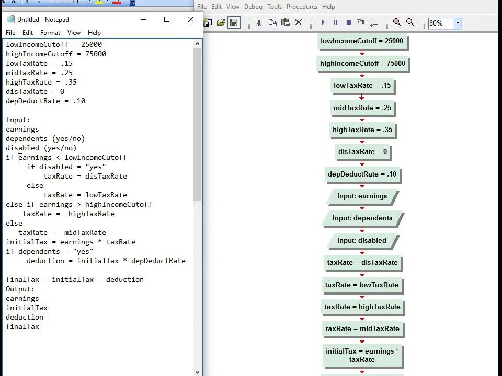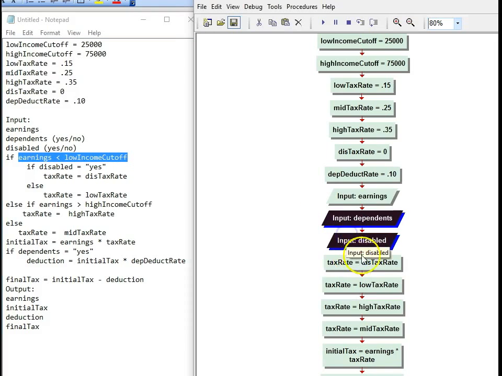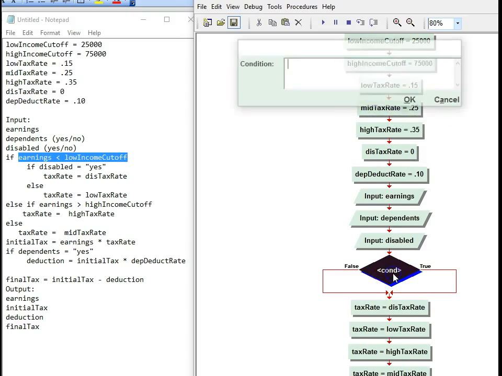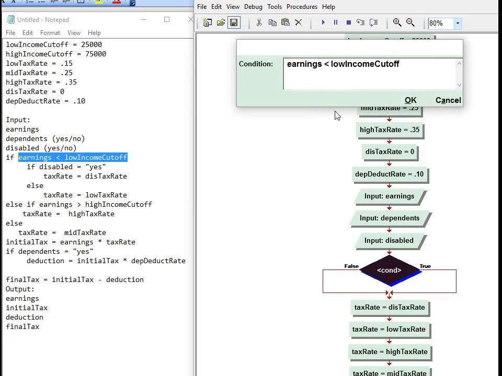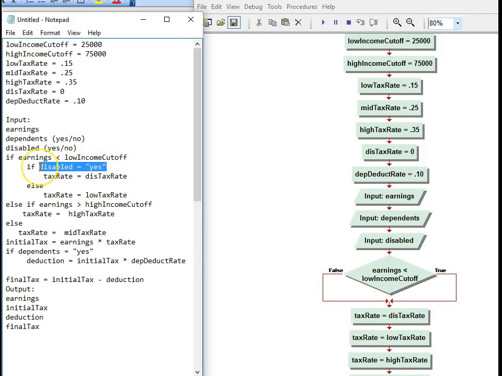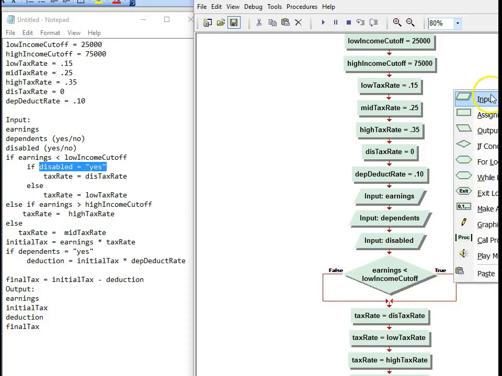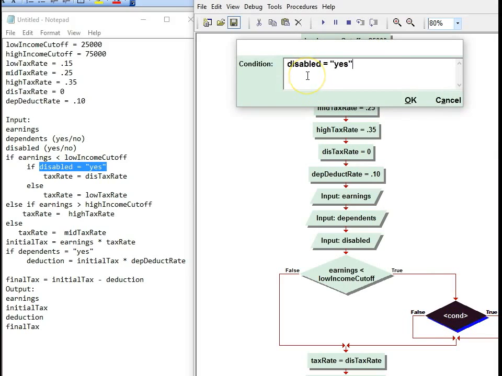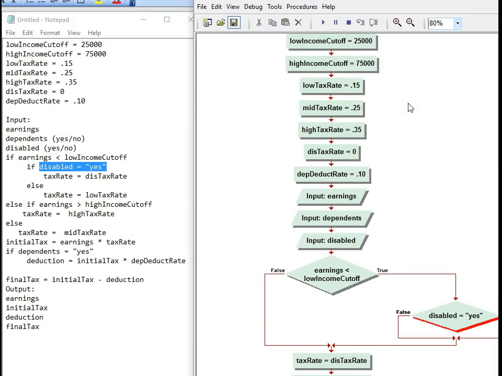So I'm going to go ahead and copy that. And that comes right after our inputs. So let's go ahead and put it there. And again, we don't put the if in, we just put in the two things we want to compare. Right? If it's true, then we have another decision right after. So I'm going to go ahead and copy that and put in that other decision. All right, so that's our second one now.